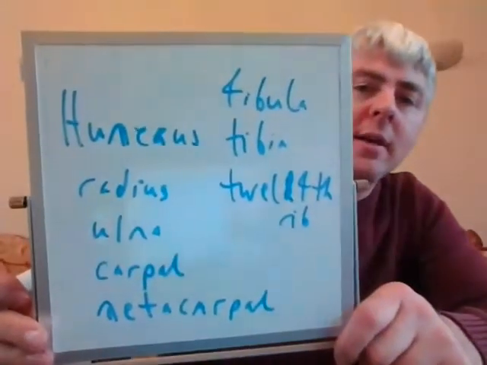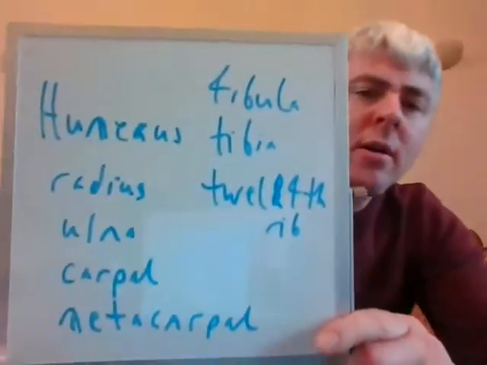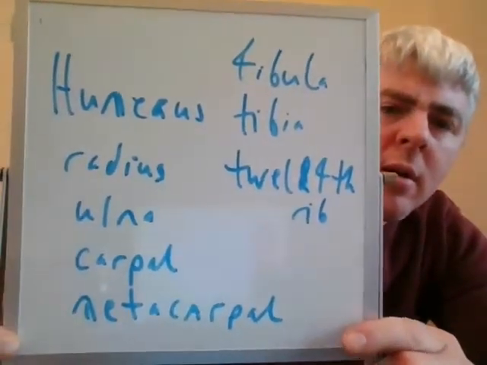But these are bones here. You've got humerus, which I think is the arm. I think radius, isn't that the arm? Ulna's the wrist. Carpal, metacarpal, fibula, which is below the knee, isn't it? And tibia, I think that's below the knee as well, isn't it? And the 12th rib. I've just written those down for you. Thank you.